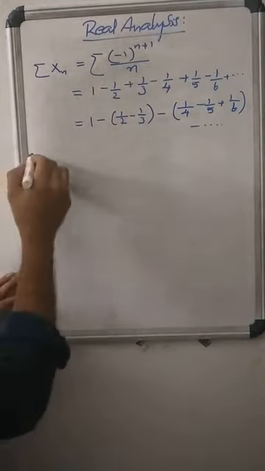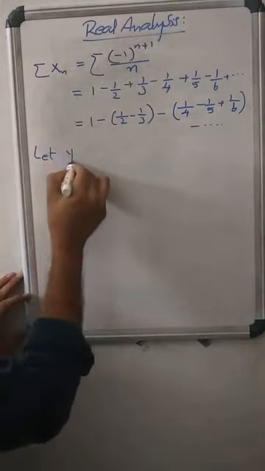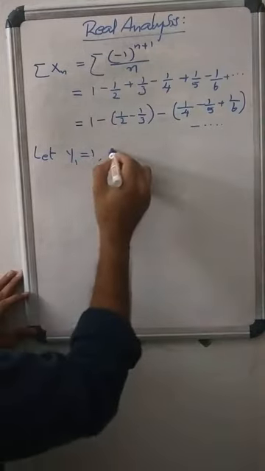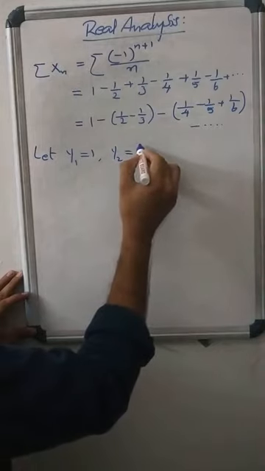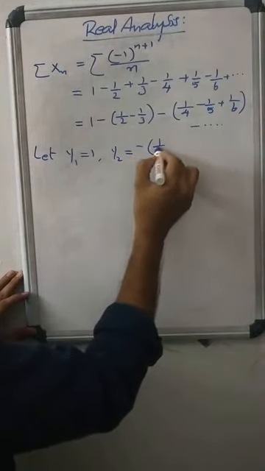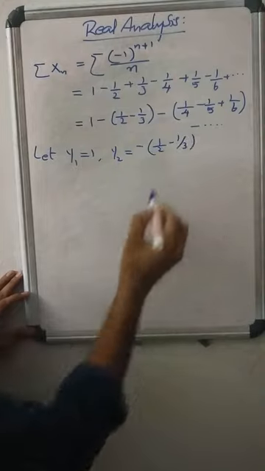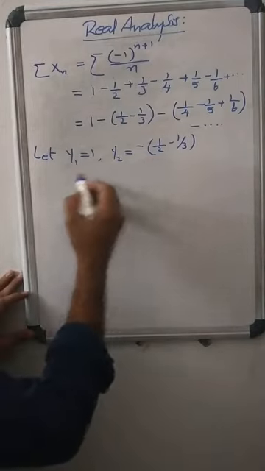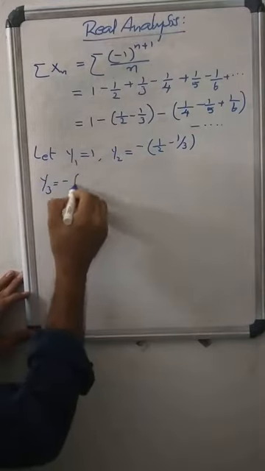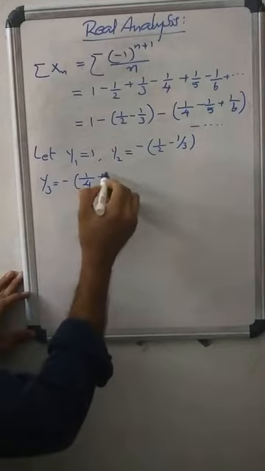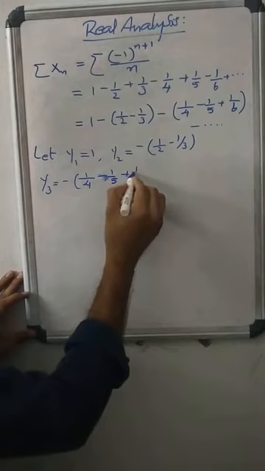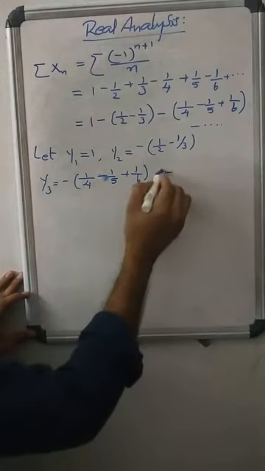Let y1 equals 1, y2 equals minus of 1 by 2 minus 1 by 3. Clear? Let y3 equal minus of 1 by 4 minus 1 by 5 plus 1 by 6, and so on.